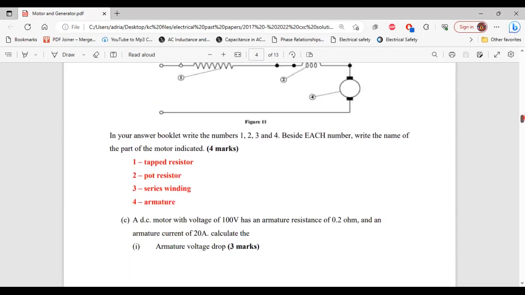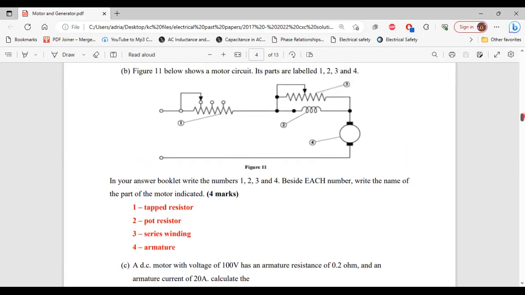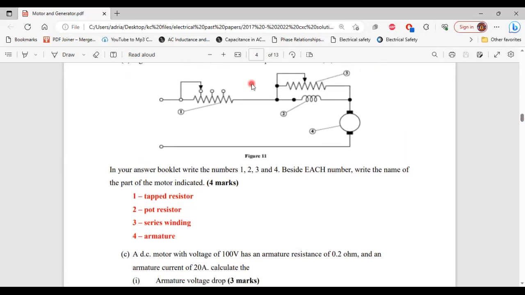In your answer booklet, write the numbers 1, 2, 3, and 4. Beside each number, write the name of the part of the motor indicated. All right, so 1, that's the tapped resistor. 2, that is the series winding. And 3, that's the pot resistor. And 4, that's the armature. All right, so that's it for part B.